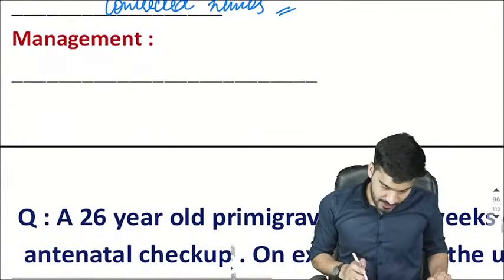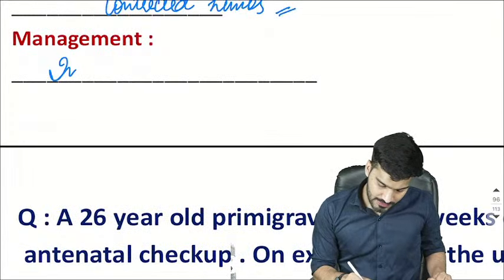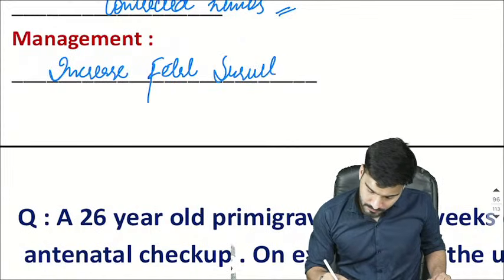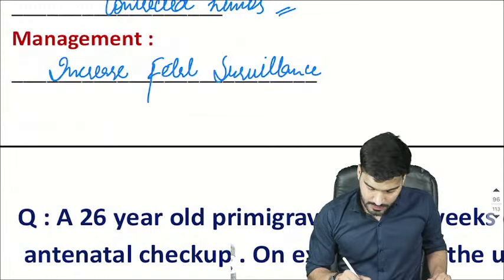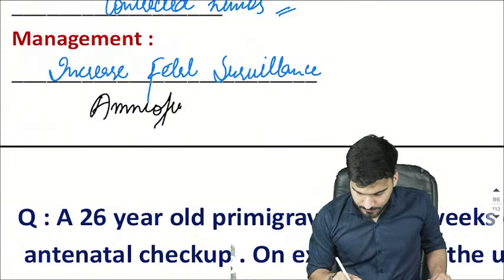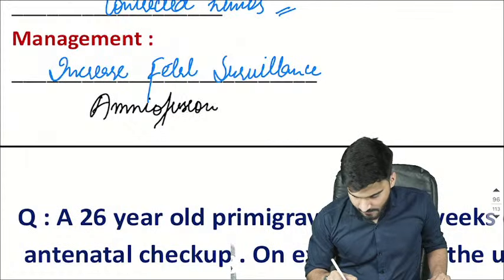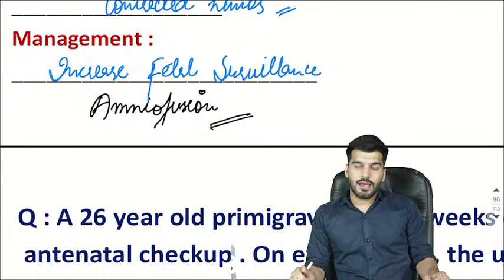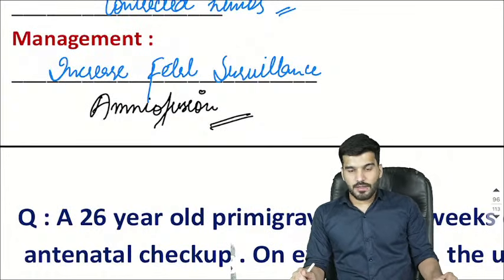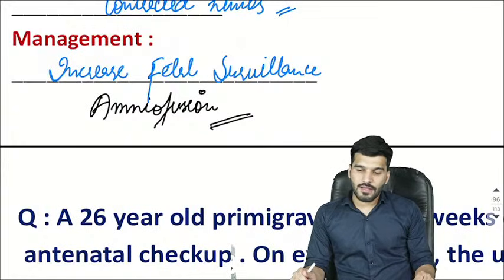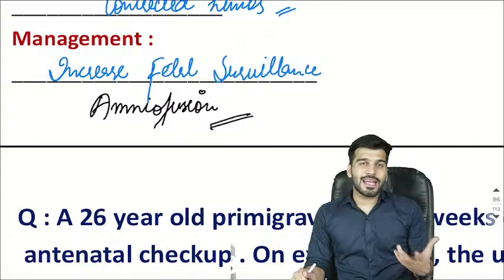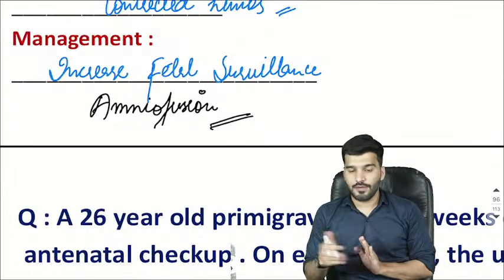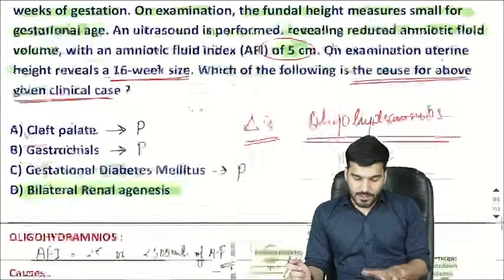Now, what will be the management? We have to increase the fetal surveillance, continuously monitor, and we can go for amnio infusion. We also give sandwich therapy with alanine, fructose and R. So we try to push the pregnancy up to 32 to 33 weeks and then deliver. What is anhydramnios? It is the absence of amniotic fluid, when all the fluid is leaked. Okay, that was all about oligohydramnios.